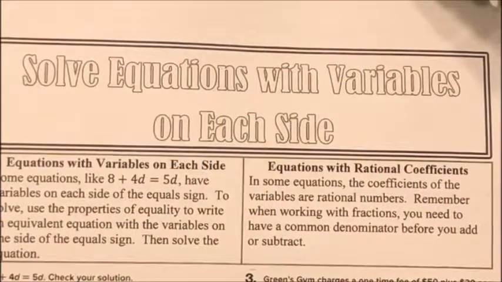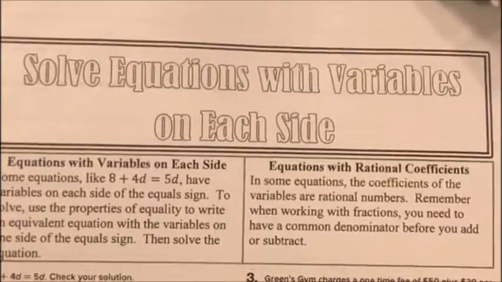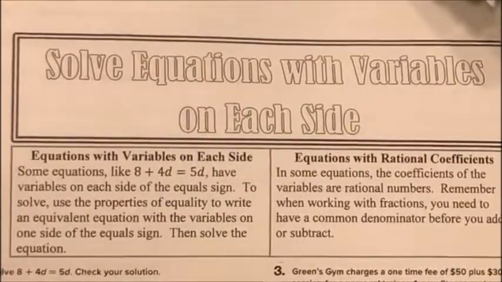All right, this is chapter 1, lesson 4, solve equations with variables on each side. So, equations with variables on each side. Some equations like 8 plus 4d equals 5d have variables on each side of the equal sign.